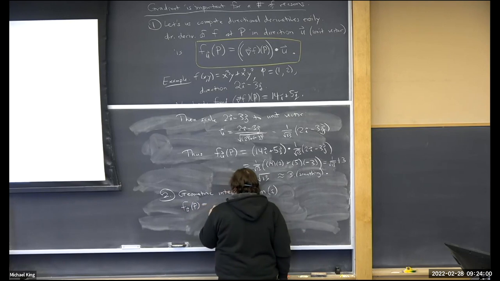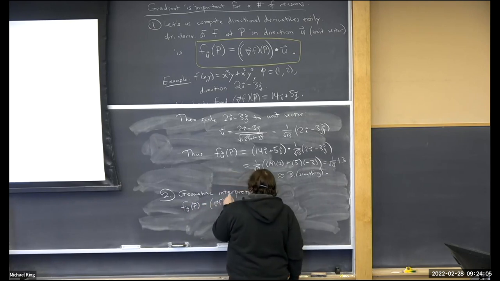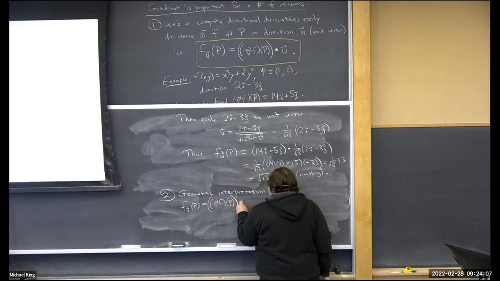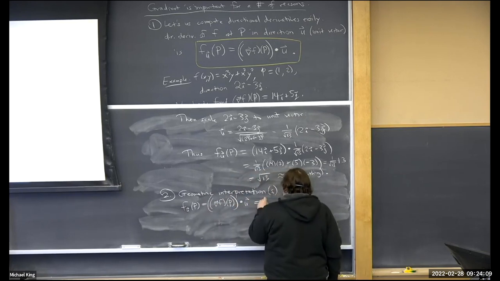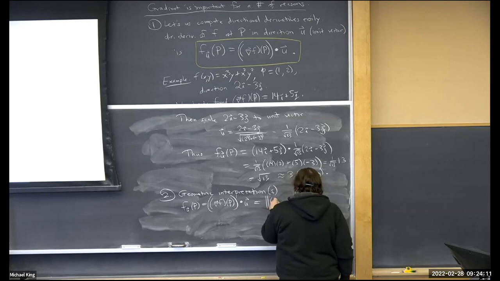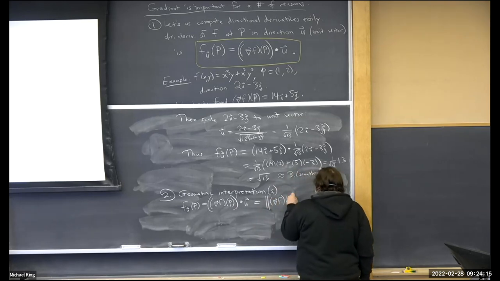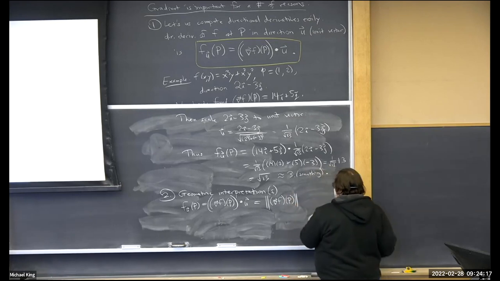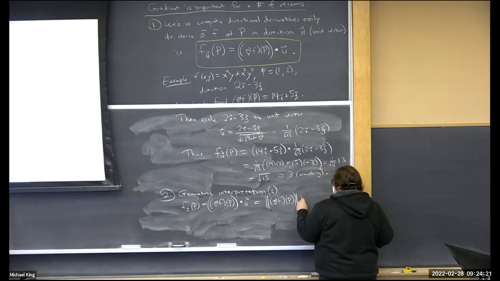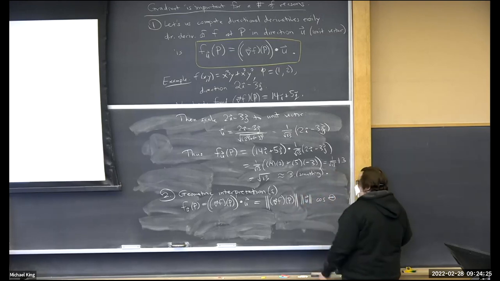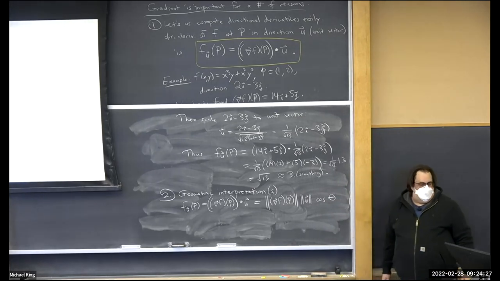So the directional derivative of f at p in the direction u is the gradient of f at p dotted with u. With the geometric interpretation of the dot product, that's the same thing as the magnitude of the gradient vector times the magnitude of u times cos theta. We've seen that over and over again.